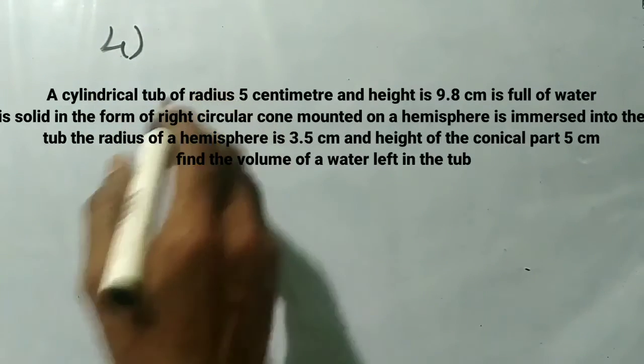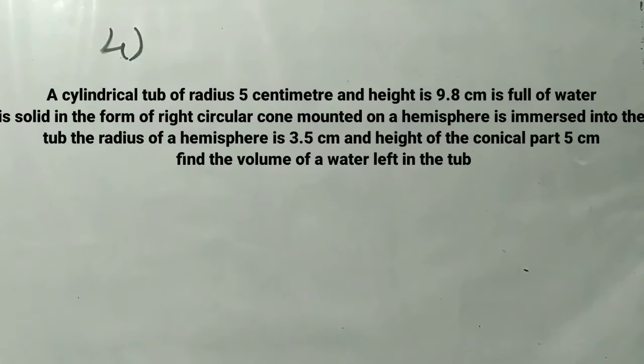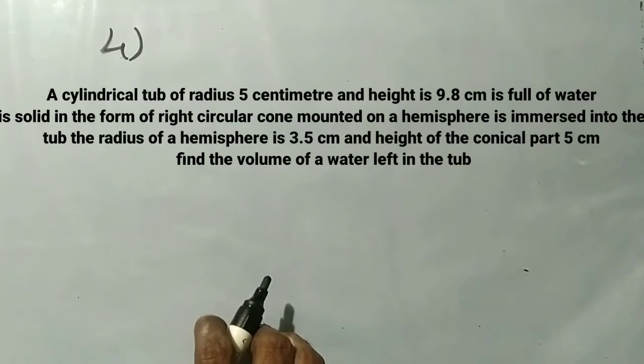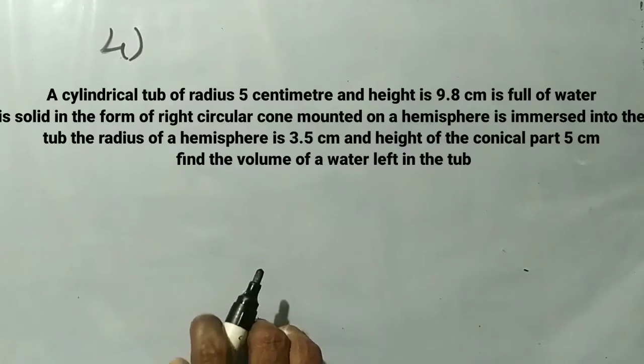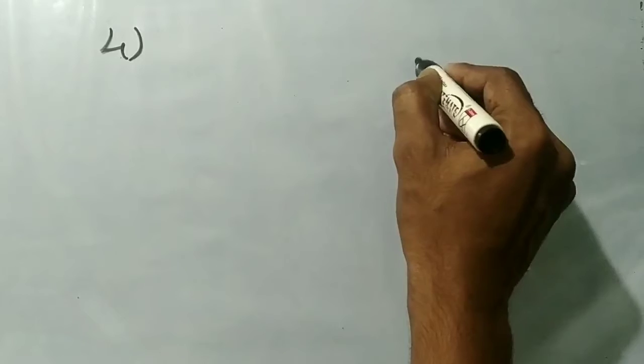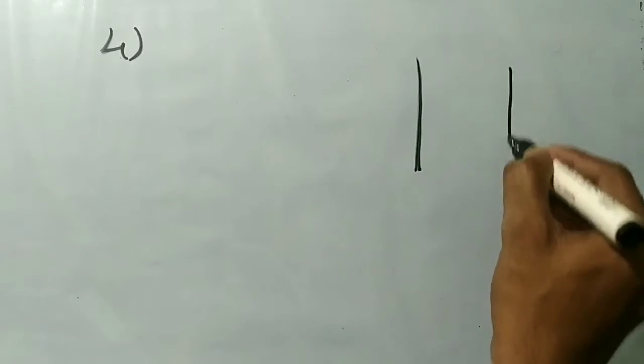Next we go to the fourth one, that is, a cylindrical tub of radius 5 centimeters and length 9.8 centimeters is full of water. A solid in the form of a right circular cone mounted on a hemisphere is immersed in the tub. The radius of the hemisphere is 3.5 centimeters and the height of the cone outside the hemisphere is 5 centimeters. Find the volume of water left in the tub. So they have given that there is a cylinder tub. This is a cylinder tub.